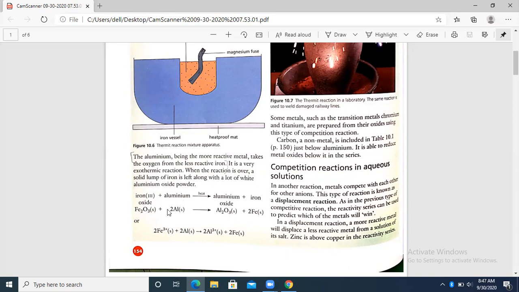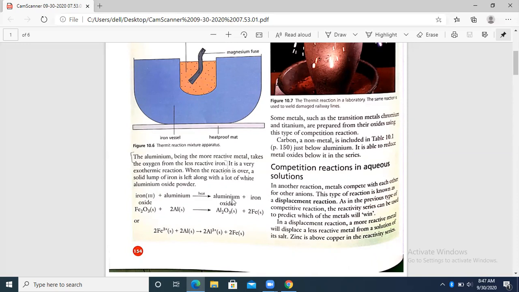Aluminium is more reactive, so it took the oxygen from the iron trioxide. This is what's called a competition reaction. Here the competition is happening, both of them competing to get the oxygen. But the one having more reactivity will get the oxygen. In this competition, they will win. Whichever has more reactivity will win.